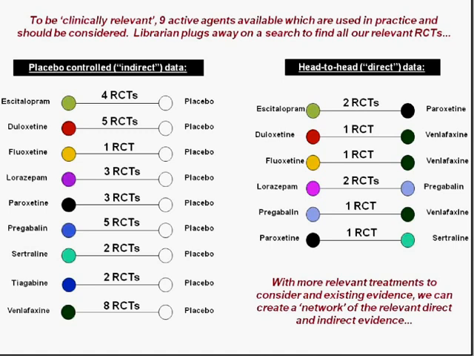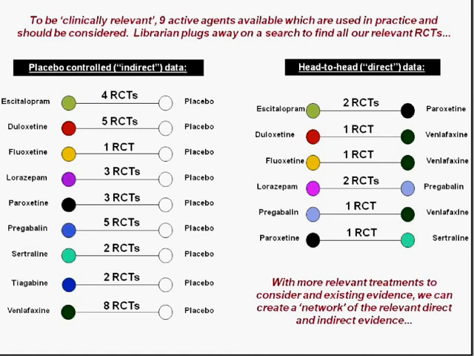So what I've shown you on the left-hand side is what I've called the body of indirect data. And I've called them indirect because those are all comparisons of the different agents against placebo, so they are not head-to-head trials. And you can see we have different numbers of trials for each comparison. We have 4 studies of escitalopram against placebo, 5 studies of duloxetine versus placebo, and so forth. You can read down that column.